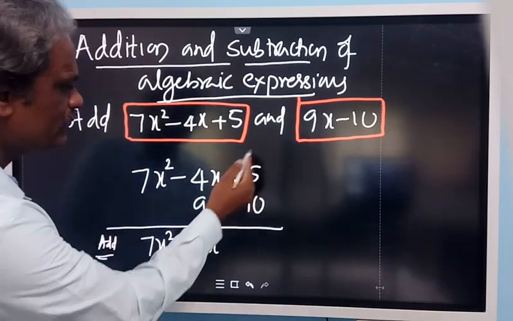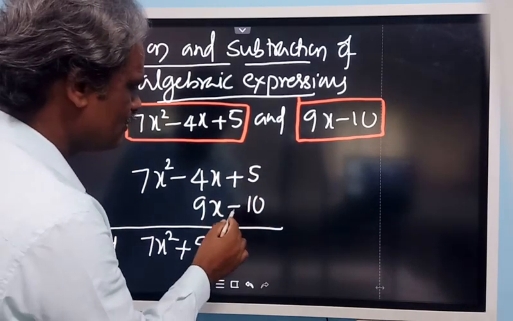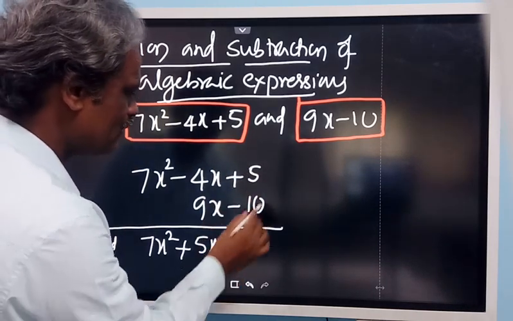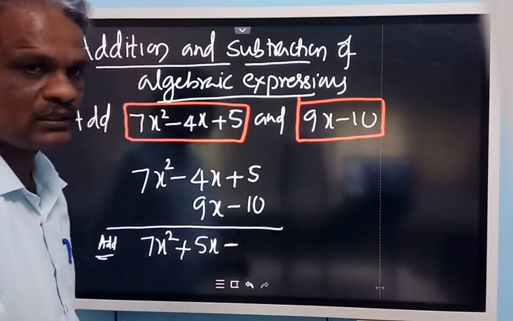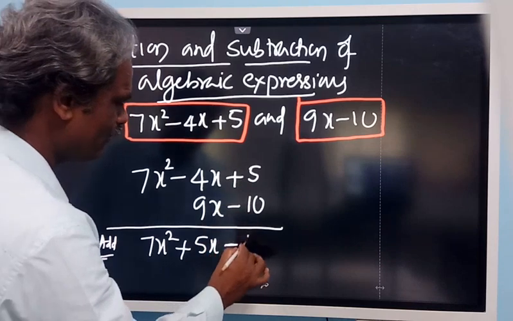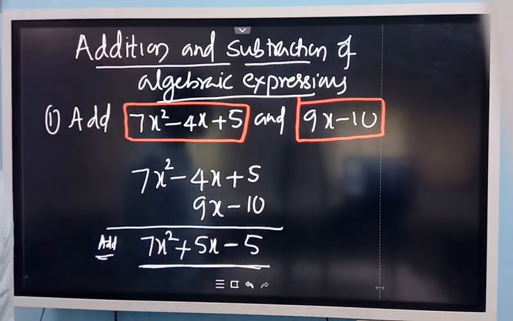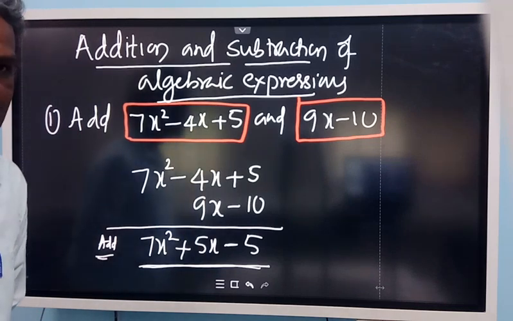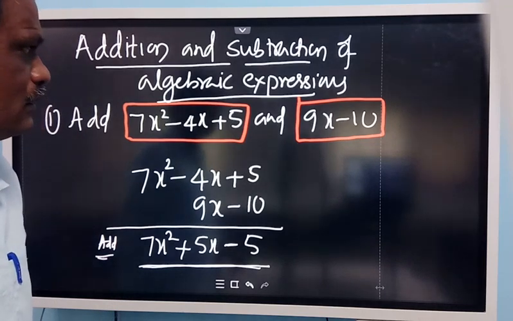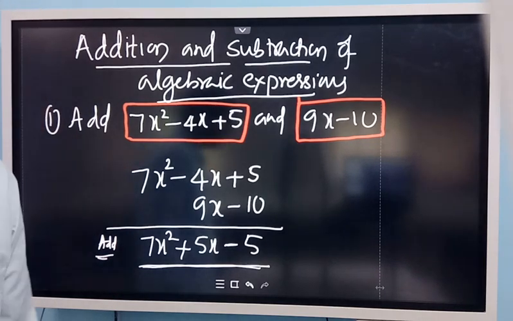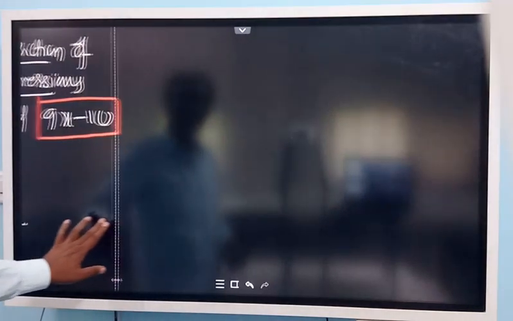So now come to the constant. You need to subtract here. Minus 10 plus 5. The greater number has the minus sign, so you put minus sign here. The difference is 5. So this is the sum of these two expressions. You understood this? Yes, sir. Okay. So shall I give one more question now? Yes, sir. So let us try this second question now.